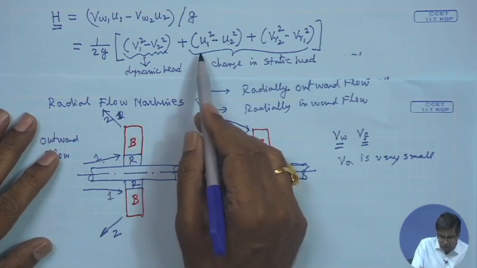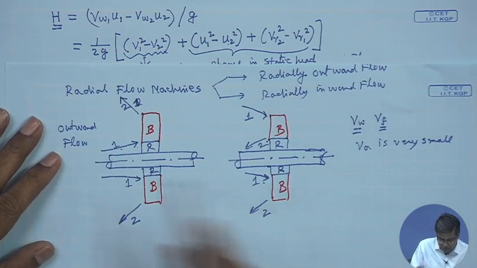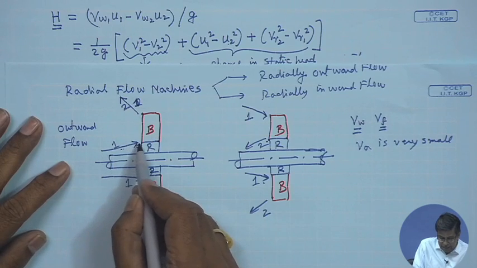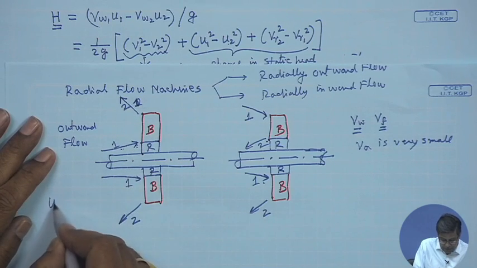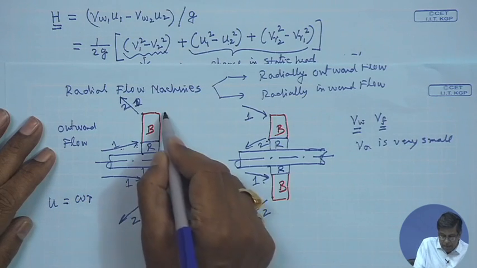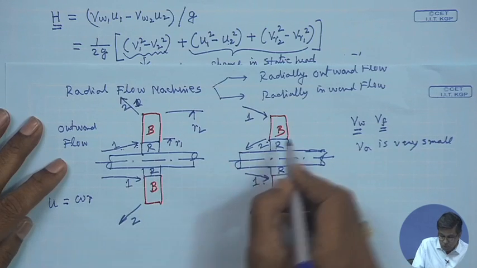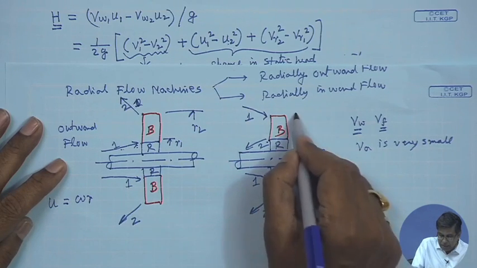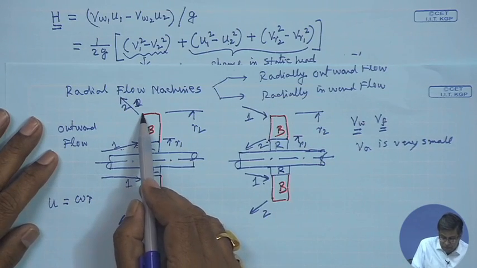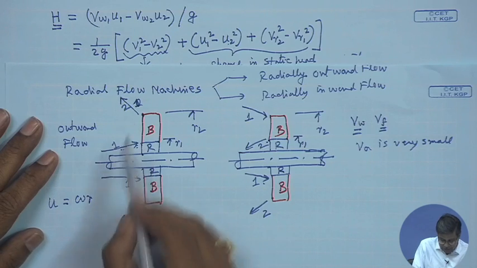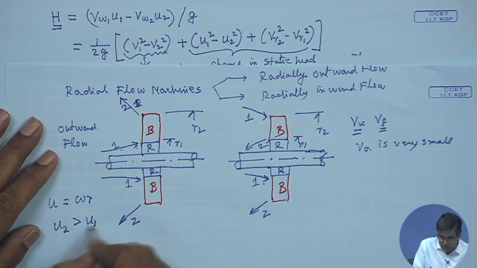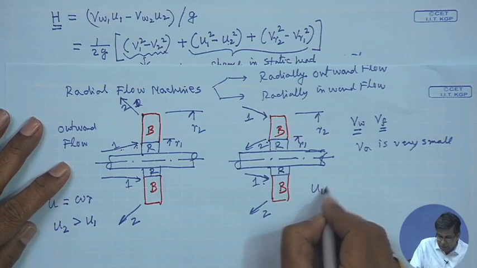That depends upon the change in the cross-sectional area of the flow passage. Now, with respect to U1 and U2, for an outward flow, U1 is less than U2, because the inlet is at a lower radius of rotation. U is omega into R. If this is R1, the root radius, and R2 is the tip radius, the tip velocity is more than the root velocity. So U2 is greater than U1. In the inward case, U1 is greater than U2.